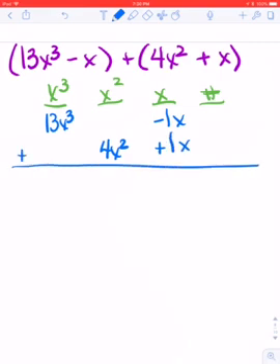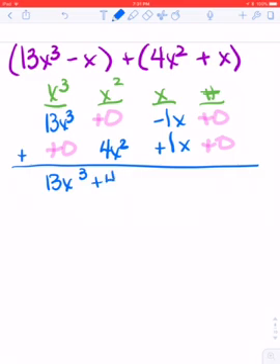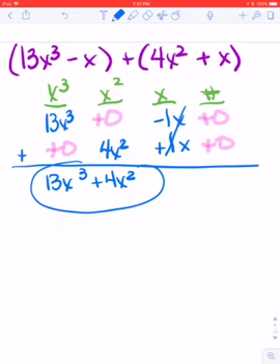Now there's kind of a couple things. Obviously if I look here, I can see that there are some holes. So you have a choice. Some of you I know have said during class you'd prefer to put zeros there. If you want to, that's fine. If you don't want to, you can just leave them blank. But then we have to total our columns. So 13x to the third, 4x squared, and these two are going to cancel. So that's going to be your final answer.